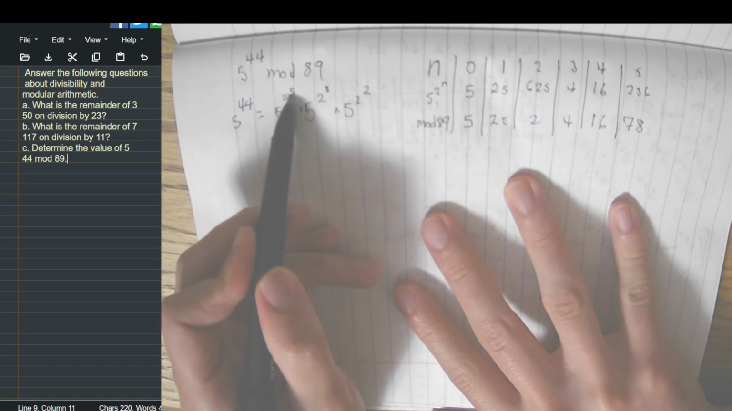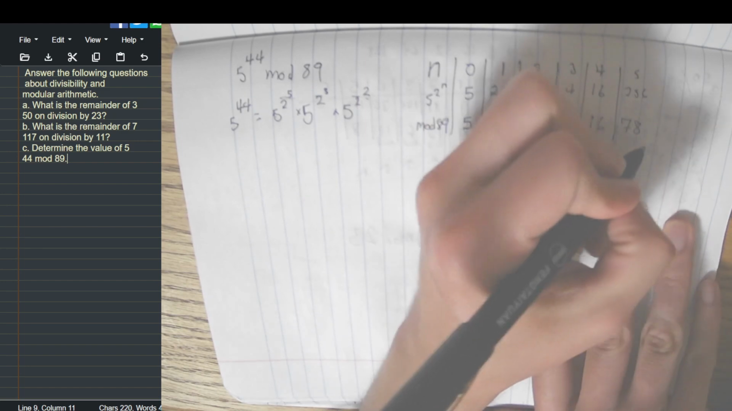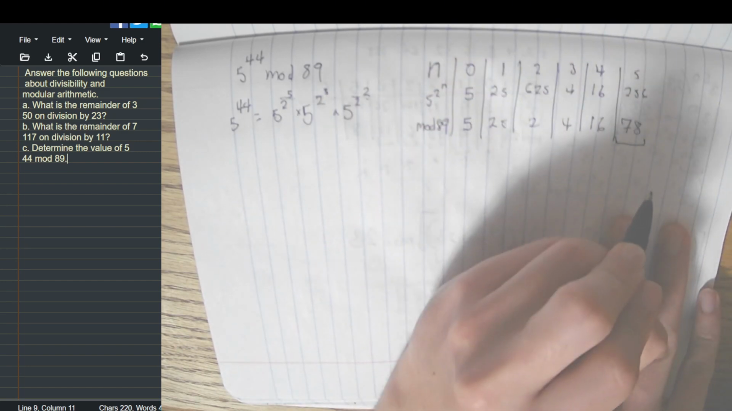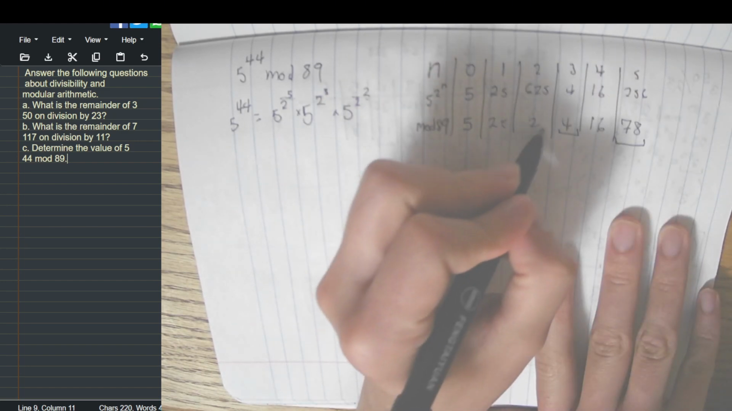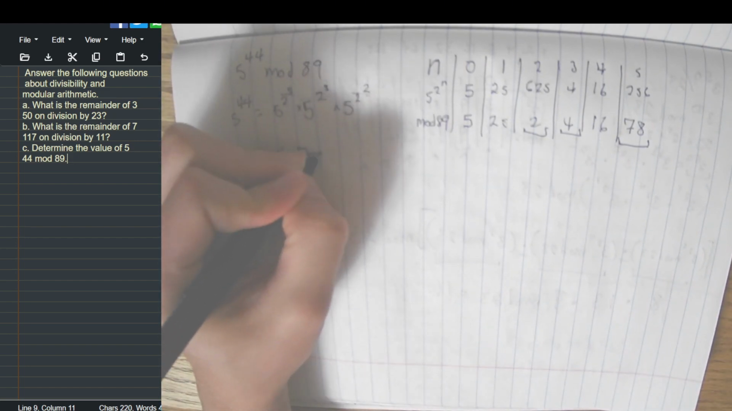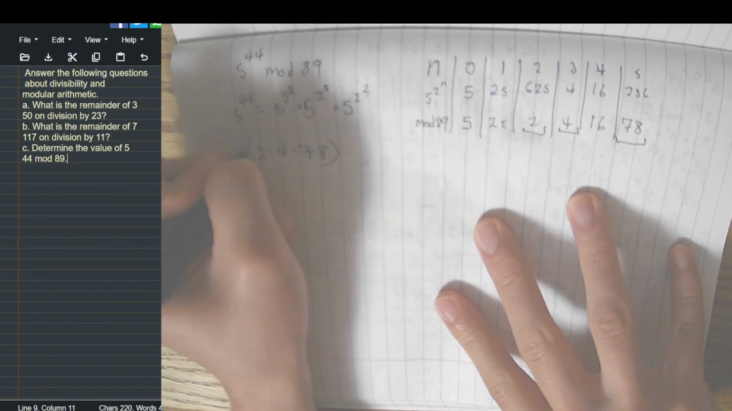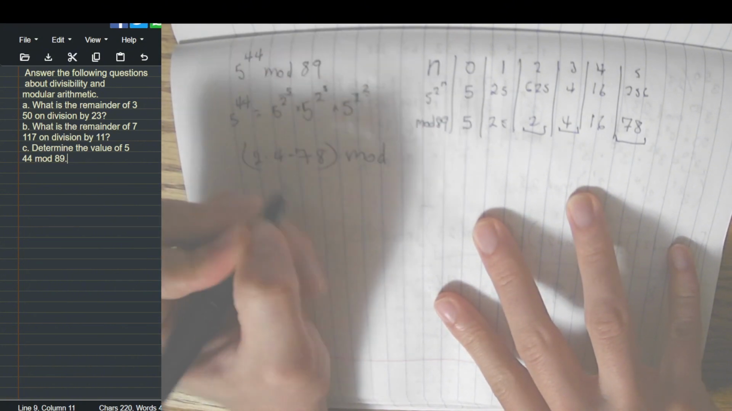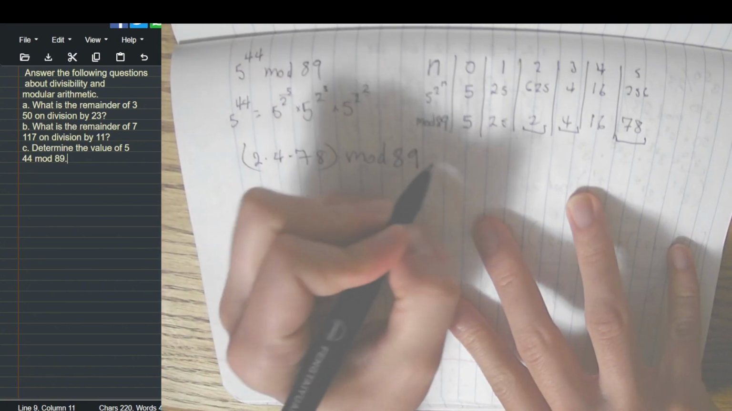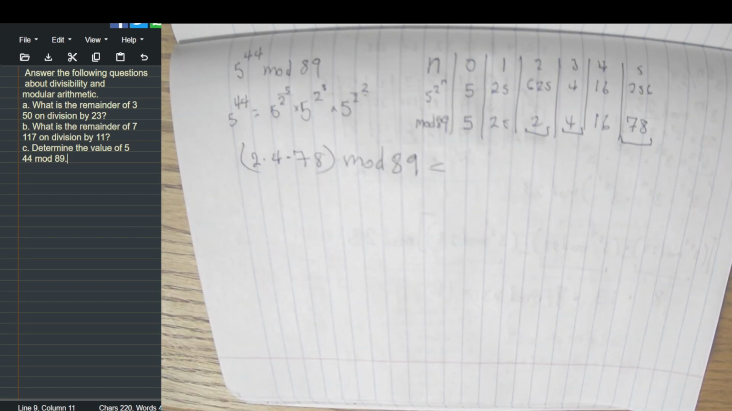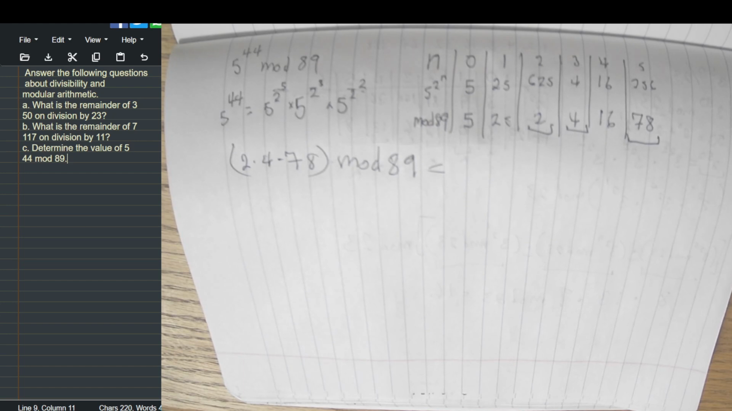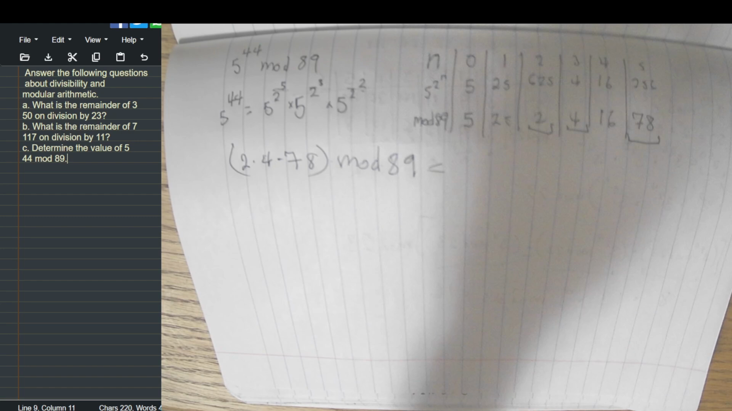We had a 5, a 3, and a 2. So I'm going to multiply the value of 5 times the value of 3 times the value of 2. So that's 2 times 4 times 78. Multiply those and take the mod of 89, and we will get our answer. 78 times 2 times 4 mod 89 is equal to 1.